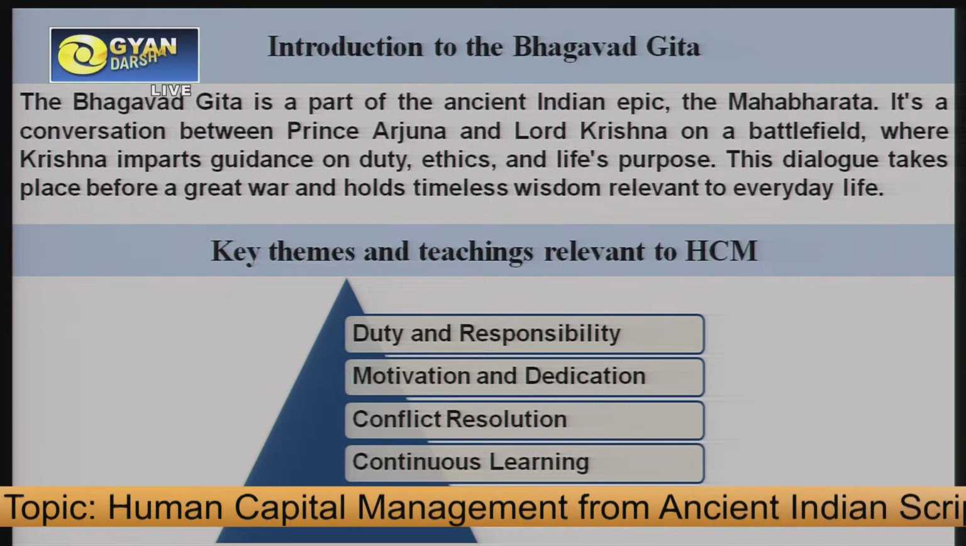We know every employee must be clear about what their duties and responsibilities are in the organization. Arjuna was not clear about the vision. There was an internal conflict in Arjuna's mind about how he could do his duty. Lord Krishna told him what was important for him at the battle of Kurukshetra. The dialogue takes place before a great war and holds timeless wisdom relevant to everyday life.